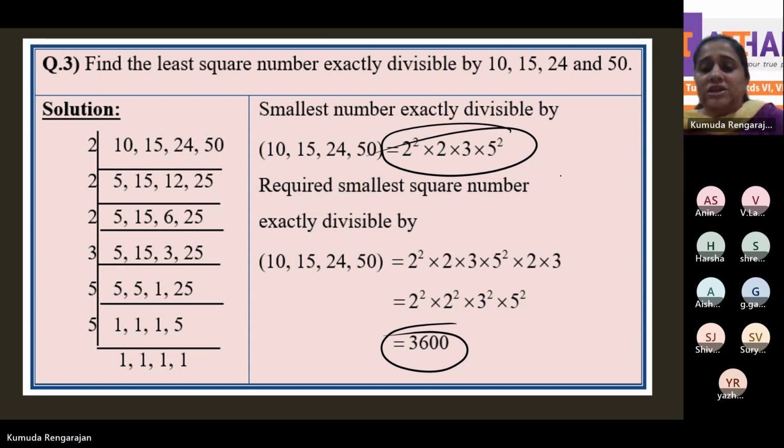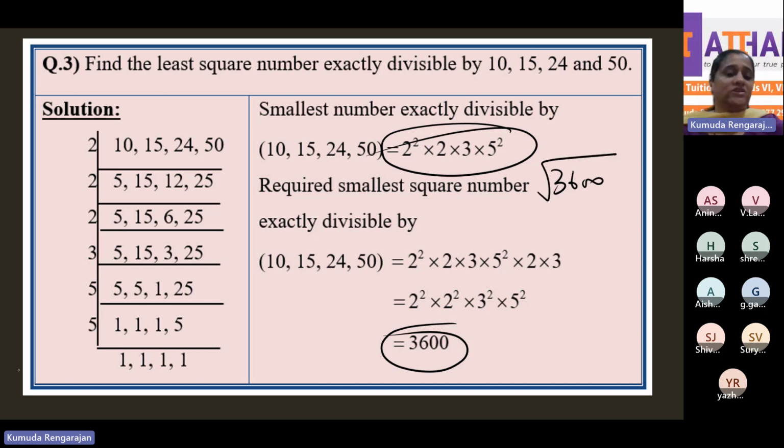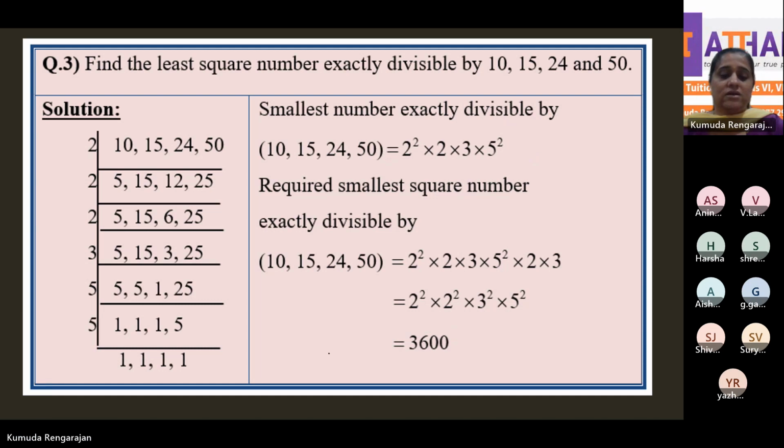And 3600 is a perfect square. Can anyone tell me the square root of 3600? What is the square root of 3600? 60, because the square root of 36 is 6, and from 2 zeros, 1 zero out. But we don't have to find the square root of 3600. The answer is this one. This is the required number. And we know this is a square number. This is a perfect square because its square root is 60.